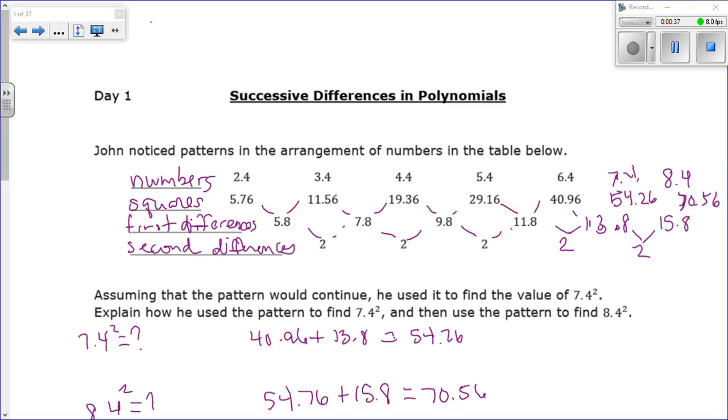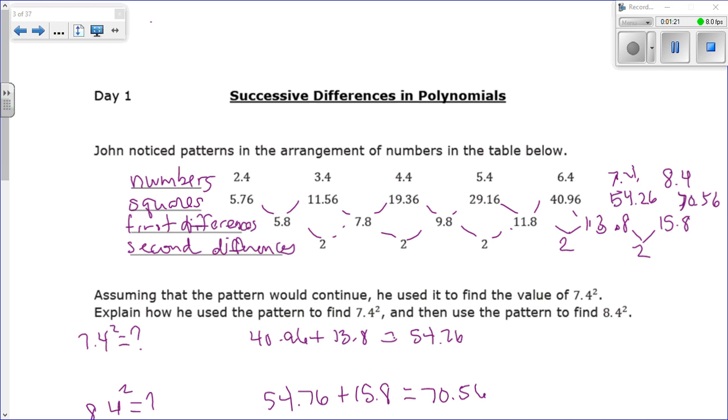So today we're talking about successive differences in polynomials. John noticed patterns in the arrangements of numbers in the table. My first row labeled numbers is 2.4, 3.4, 4.4, 5.4, 6.4, and as you see they're all increasing by 1, so 7.4 and 8.4 would be next. And then we have the squares of the numbers up above, 5.76, 11.56, 19.36, and so on. And then we have what we call the first differences, 5.8, 7.8, 9.8, 11.8, and then 13.8 and 15.8. And we have our second differences, which are all 2, 2, 2, 2, and 2.